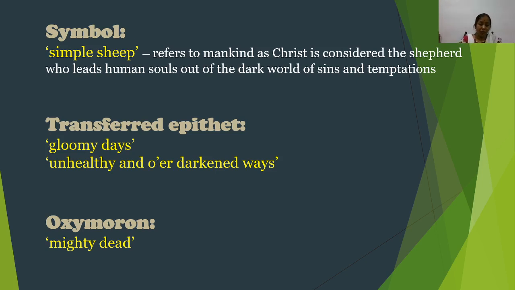Now, oxymoron. Oxymoron, of course, is a figure of speech, not very commonly used, but very important. Whenever oxymoron is used, you may see that the terms used in the expression are contradictory to each other. As we can see, in the expression mighty dead, oxymoron has been used. Mighty and dead are totally contradictory to each other in terms of their meaning. How can the mighty be dead? How can the dead be mighty? So, contradictory: mighty, dead. This is the usage of figures of speech.